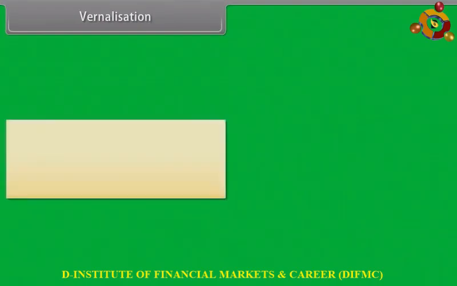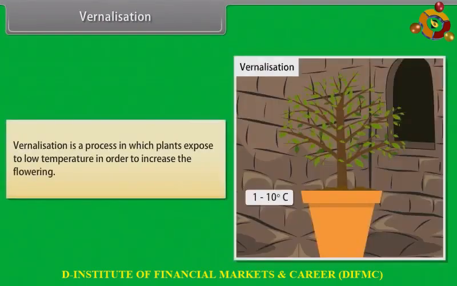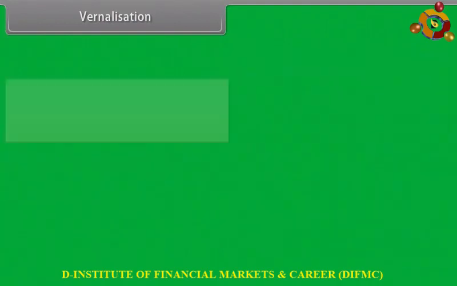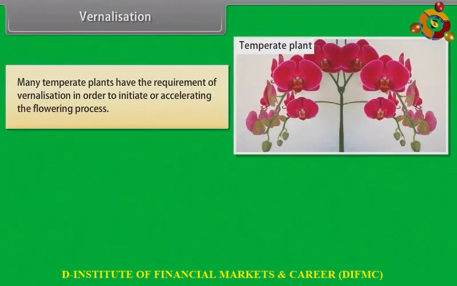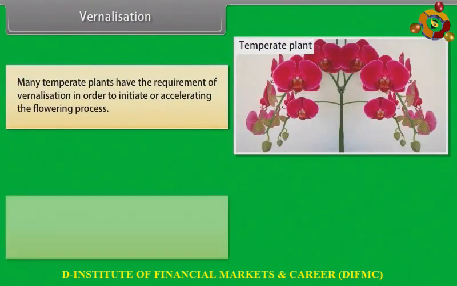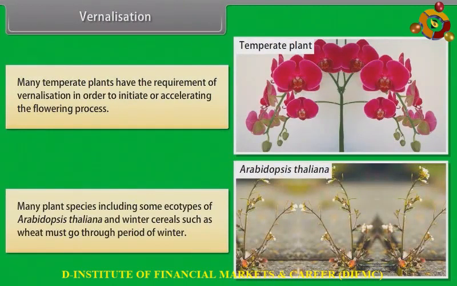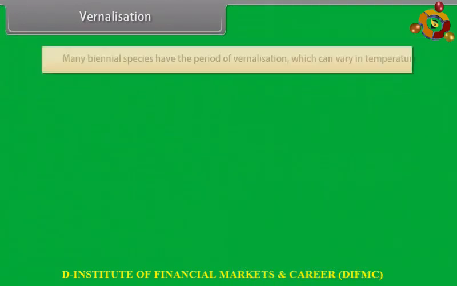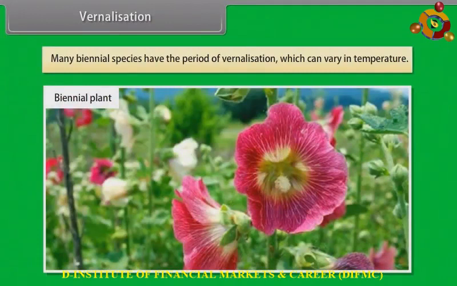Vernalization. Vernalization is a process in which plants are exposed to low temperature in order to increase flowering. Many temperate plants have the requirement of vernalization in order to initiate or accelerate the flowering process. Many plant species, including some ecotypes of Arabidopsis thaliana, and winter cereals such as wheat, must go through a period of winter. Many biennial species have the period of vernalization, which can vary in temperature.